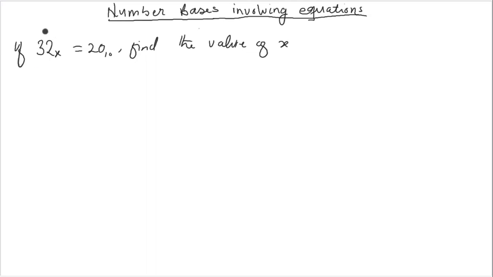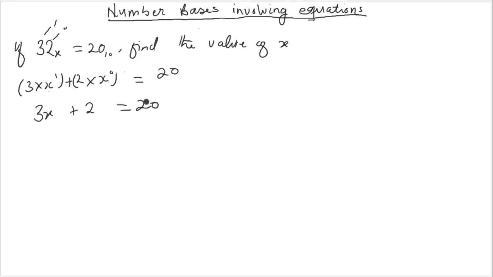So you know how to convert a given base to base 10. This is to the 0, this is to the 1. So I get 3 times x to the power 1 plus 2 times x to the power 0 will be equal to 20. But this one is already in base 10. So x to the power 1 is x times 3 will give me 3x, plus x to the power 0 is 1 times 2 is 2, will be equal to 20.